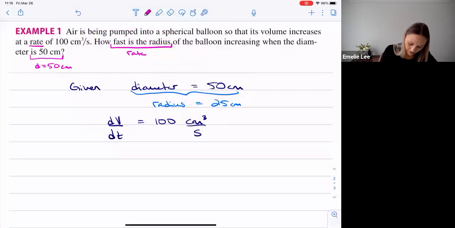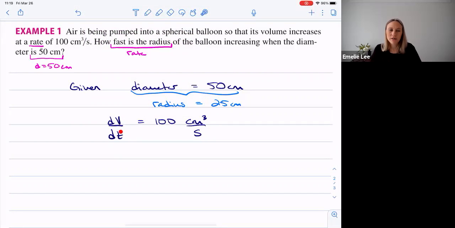Let's take a step back here and remember, we like these differential operators. Well, we don't like them because they're hard to look at, but they do tell you something. The volume is in centimeters cubed, and so it must be dV/dt because seconds is time, right? And so this is the unit for time, and this is the unit for volume. And so that's a hint at this being dV/dt. Okay, so here, these are the units for volume.